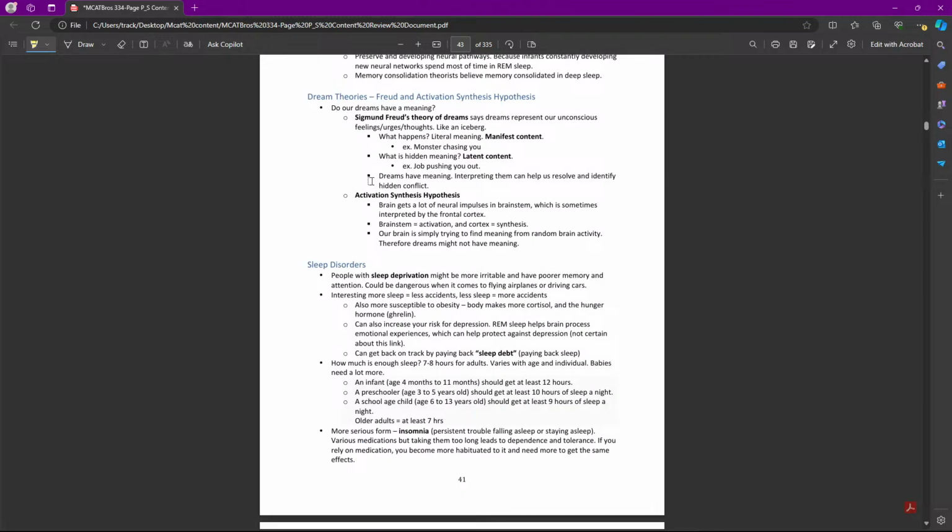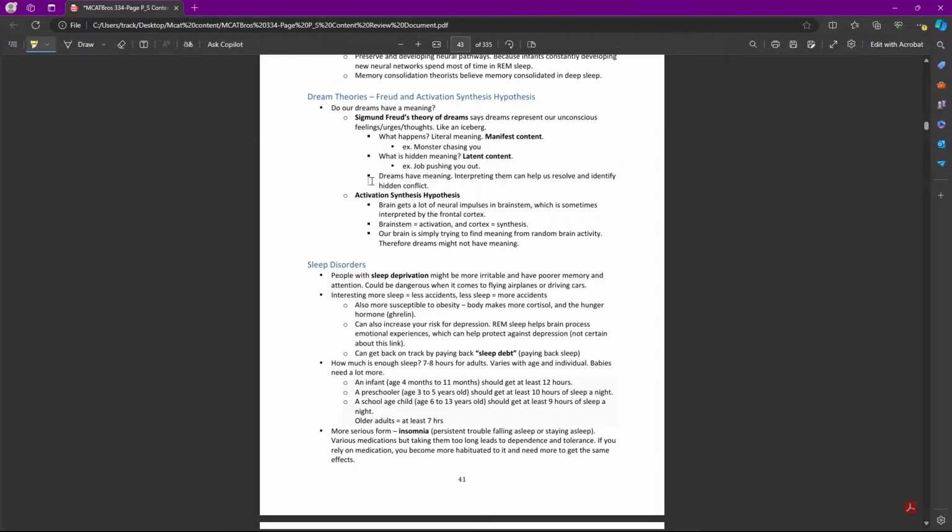So, dream theories. Our favorite psychologist, who is most likely wrong in the majority of everything, is Sigmund Freud, with his theory of dreams. Bias in my opinion, but he may have done more harm than good with his theories.